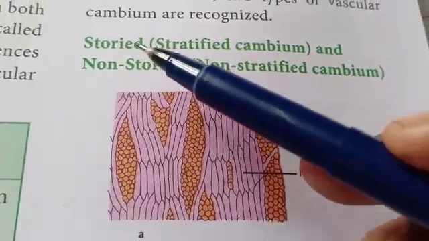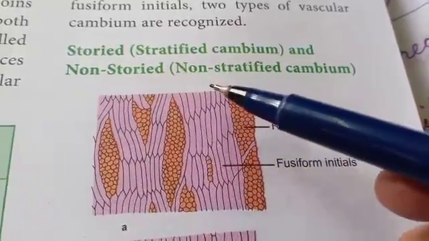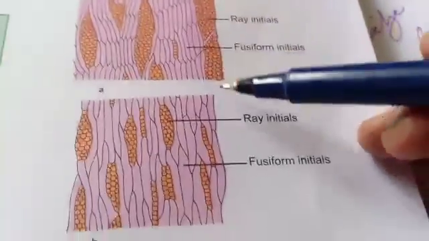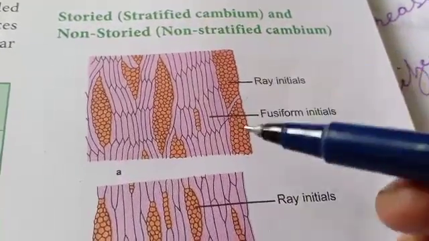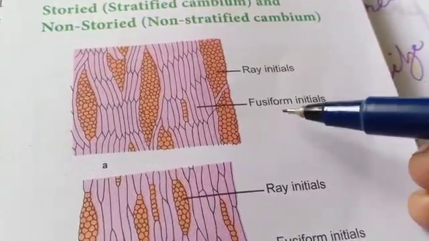Now let's turn to the types of cambium. What are the two types of cambium? You can see two types. One is storied, or stratified, cambium, the other one is non-storied, or non-stratified, cambium. So two types of cambium are there. One is storied and the other one is not. Let's look into the storied. The storied has two types of initials called ray initials and fusiform initials. Let's look into what they are.